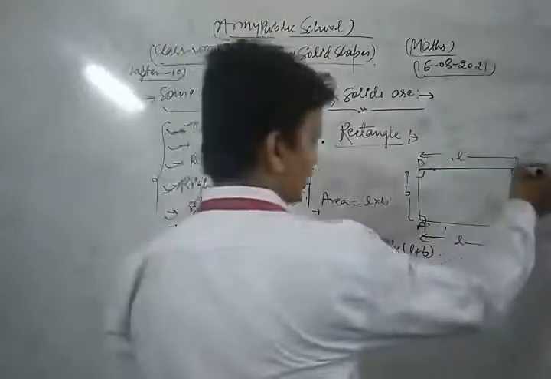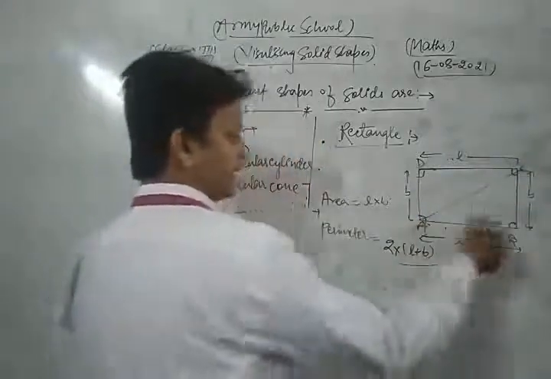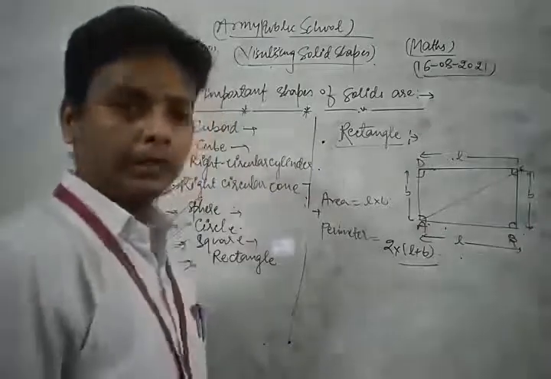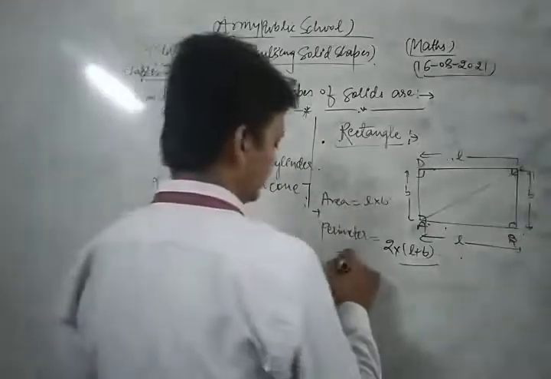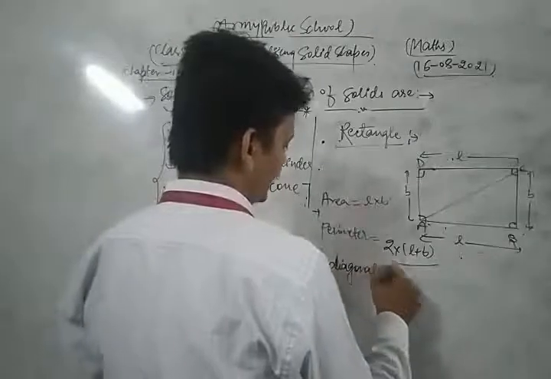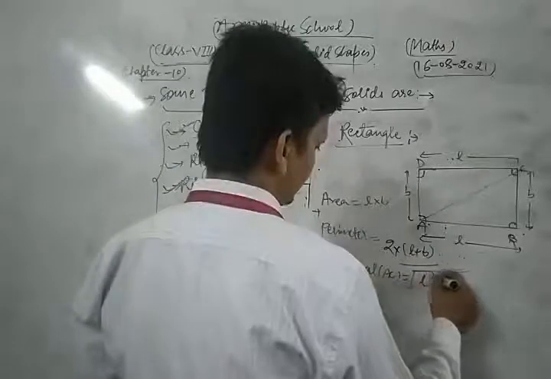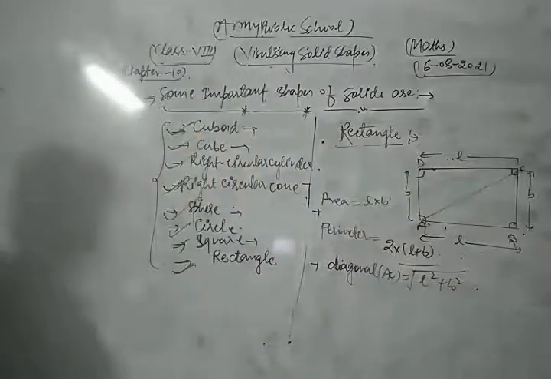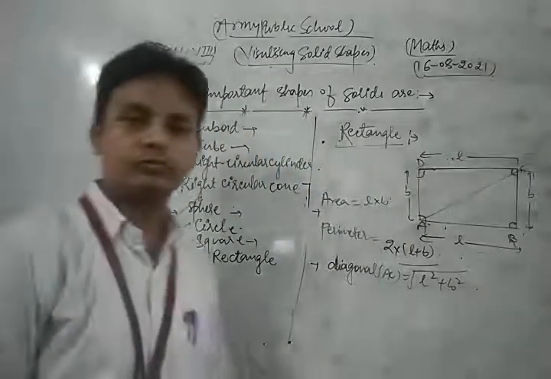Now its diagonal. This is the hypotenuse of the right angle triangle ABC. So here we again apply the Pythagoras property to its diagonal. AC is equal to the square root of L square plus B square. So this is the concept of rectangle and its formulas.